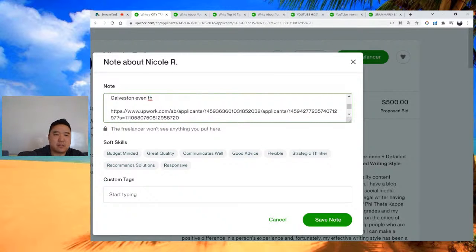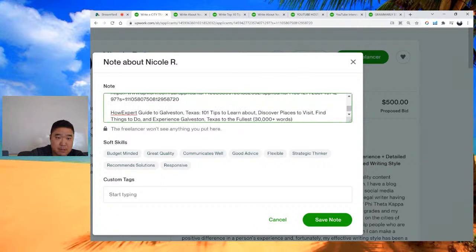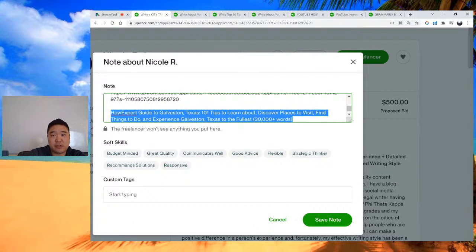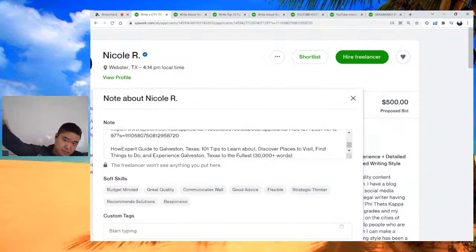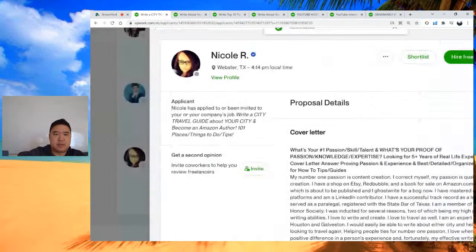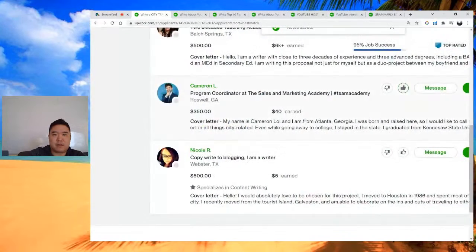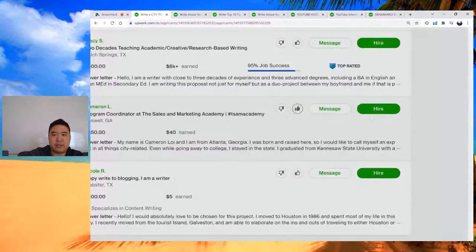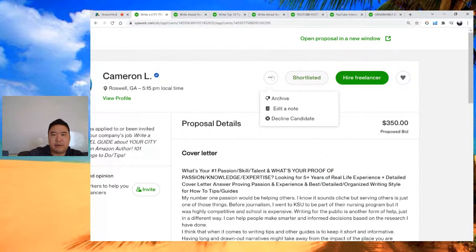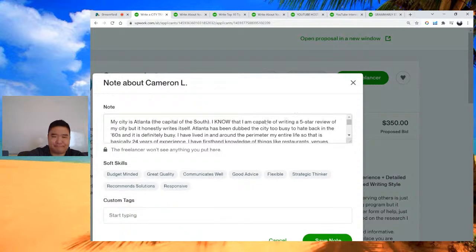Okay, great. And what I'm going to do, by the way, right now, because I need the structure again, this is Nicole. Okay, for the other writer, I'm interested in Cameron here. What I'm going to do is get the title.